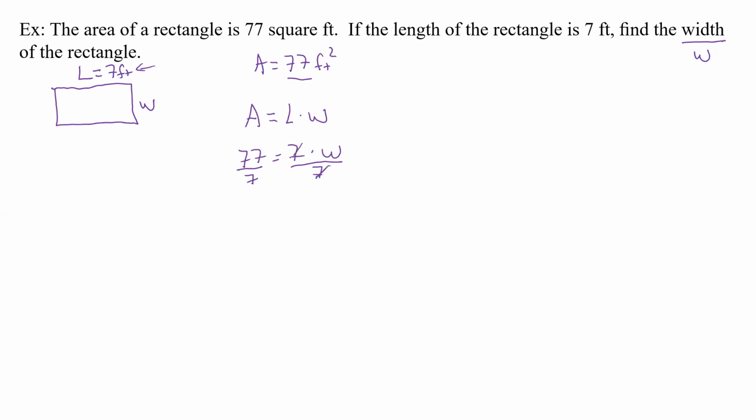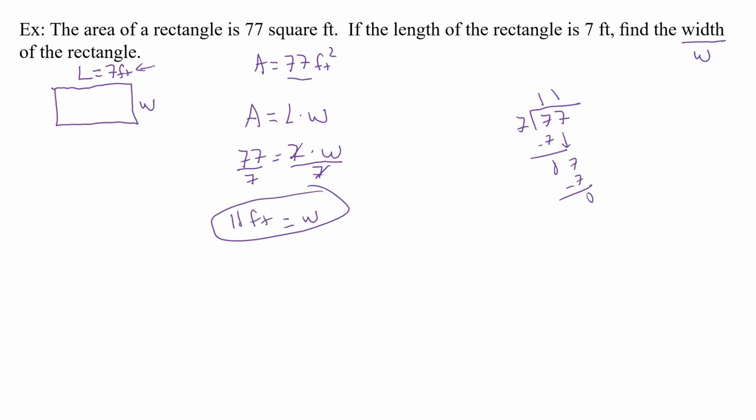And so those cancel. On the right, we get W, and now we take 7 into 77. Well, 7 goes into that 7 one time, that's 7. So we get 0. Now we bring down another 7. 7 goes in there one time also. That's 7. Subtract, we get 0. So it looks like 11 feet is going to be our width. Okay. Now, does that make sense? Well, it says 77 is supposed to be equal to 7 times 11. Well, 7 times 11 is 77. And so that does check out.